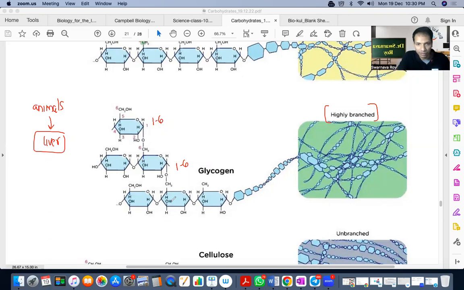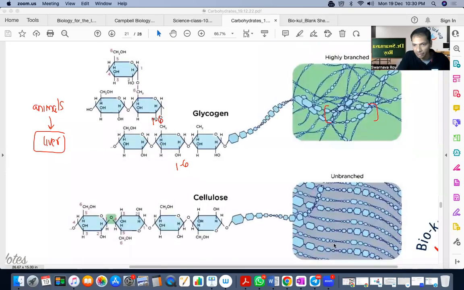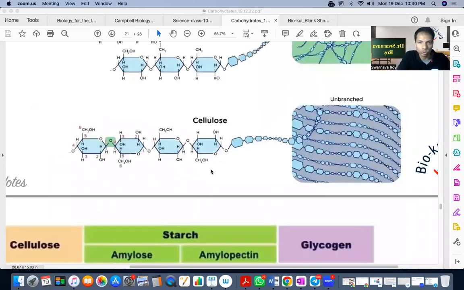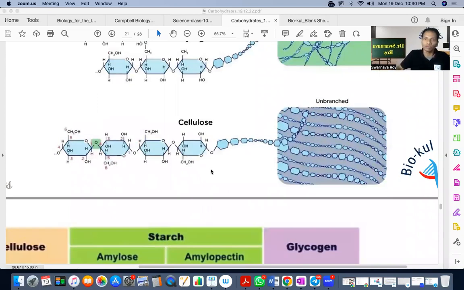Finally, we have the third category, which is cellulose, which is present in the cell wall of the plants. Cellulose is not branched. You see, there is no branch in cellulose. All right. And this is unbranched, and we call this the fibrous structure because it's like a fiber. You see, there is no branching, just a straight chain.